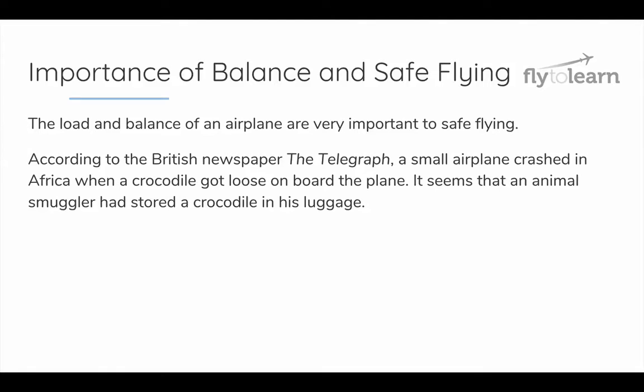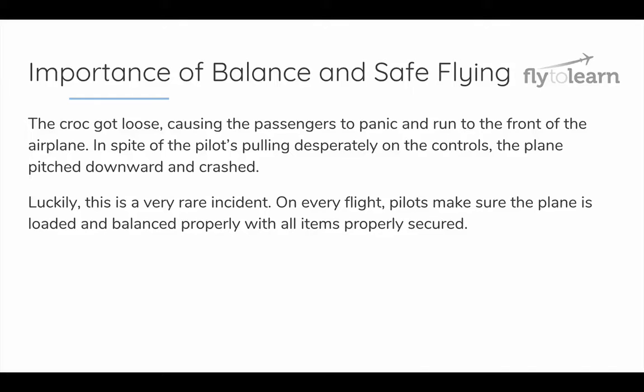Need more proof that load and balance are important when flying an airplane? According to a newspaper article from the British newspaper The Telegraph, a small airplane crashed in Africa when a crocodile got loose on board the plane. It seems that the animal was smuggled on board in someone's luggage, and when it got loose, all the passengers fled to the front of the plane.